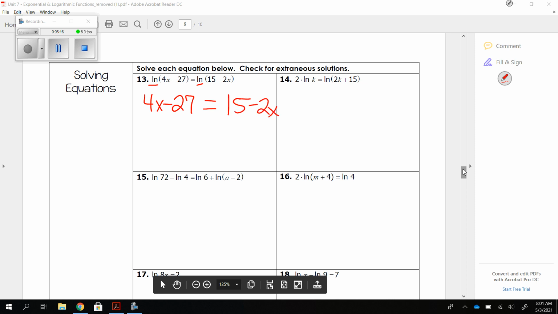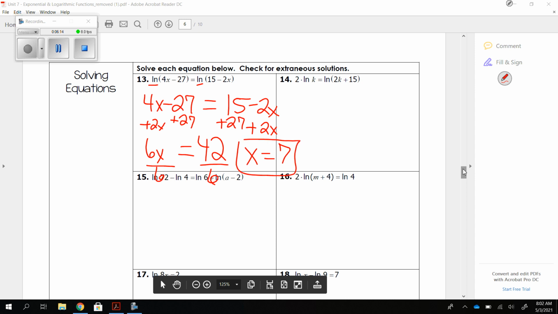So now we solve. Plus 2x, plus 2x. That's 6x. That's on this side, so we have to add the 27, plus 27 over here. So 6x equals 15 plus 27, which is 42. Now this is easy. Finish it out. Divide by 6, divide by 6. x equals 7. And we're done. That's how we solve.